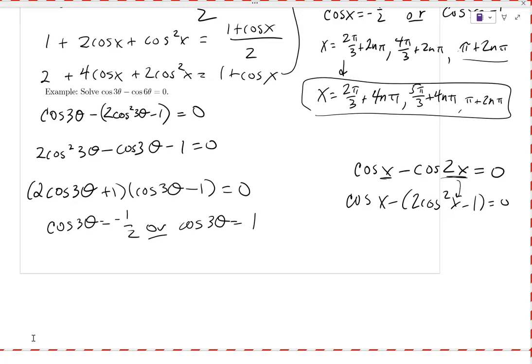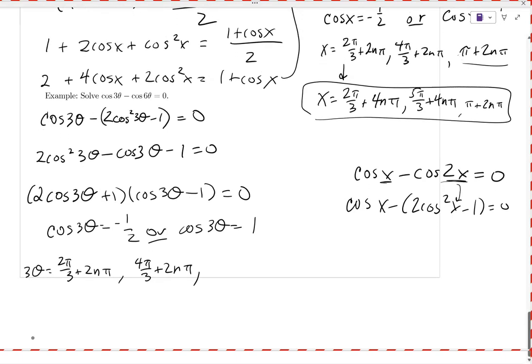This looks a lot like the previous problem we just did, doesn't it? Set each piece equal to 0. We get cosine of 3 theta is -1/2, or cosine of 3 theta equals 1. We just said in the previous problem that cosine is equal to -1/2 at 2 pi over 3 plus multiples of 2 pi, 4 pi over 3 plus multiples of 2 pi, and it's equal to 1 at multiples of 2 pi.